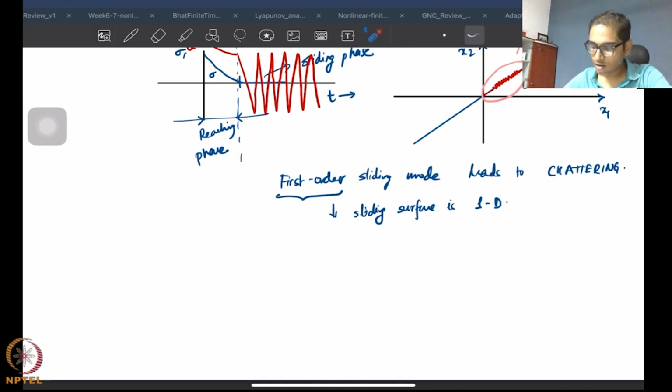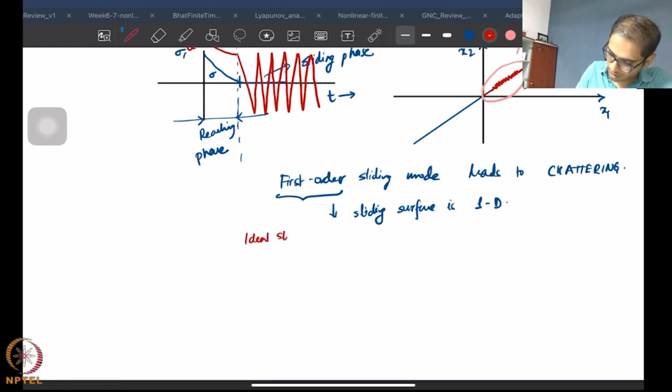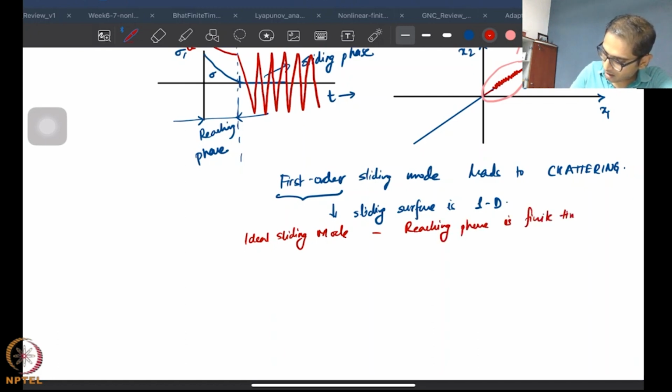Okay, so this is called a first order sliding mode, and on top of it, this is also called an ideal sliding mode, since the reaching phase is finite time. Yeah, that is why this is called an ideal sliding mode. So that's what we were discussing last time as to how to alleviate this issue of chattering, right? So that's what we want to do next.